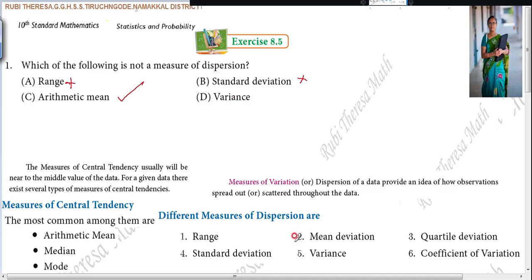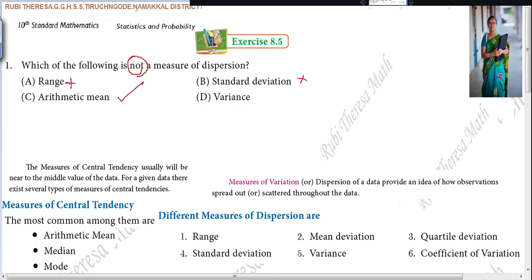Variance belongs to measures of dispersion, that is, scatteredness of the values. So these three give the scatteredness of the values. Arithmetic mean gives the nearness to the middle value; it gives central tendency. They have asked for not a measure of dispersion, so arithmetic mean is the answer. It is a measure of central tendency.